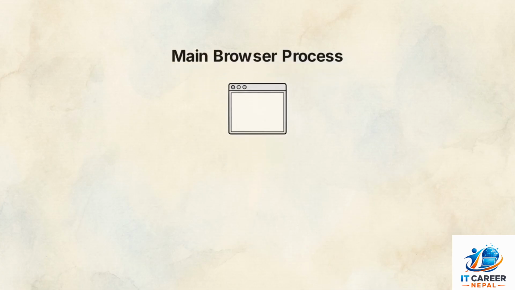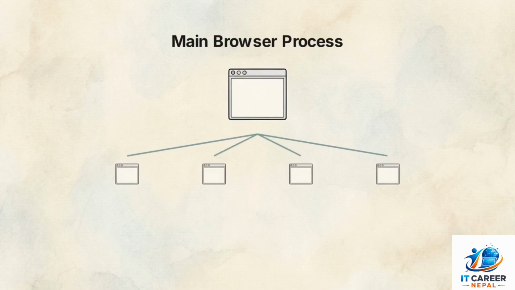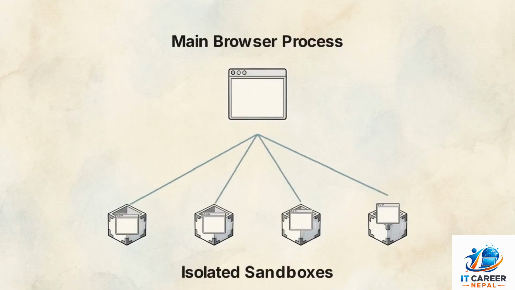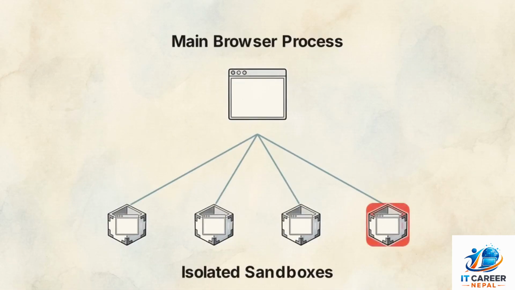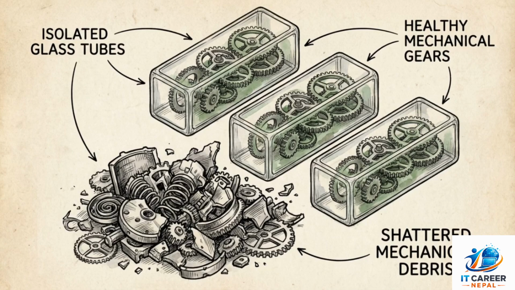Take Google Chrome, for example. Instead of running the entire browser as one fragile process, the OS places every single tab into its own secure, isolated box, a technique called sandboxing. If a heavy web application in one tab crashes, that specific process dies, but the rest of the browser remains completely untouched. By forcing strict boundaries between processes, the OS guarantees that a single failed task cannot take down the entire system.